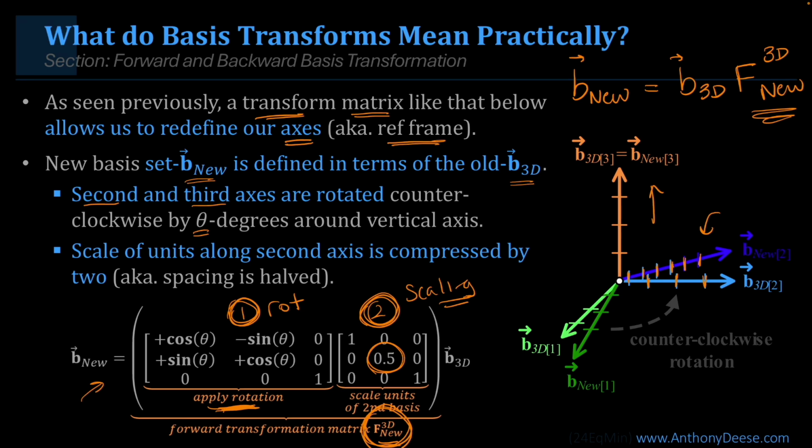transform matrix F superscript 3D subscript new, and that allows us to take the axes represented by the orange, the light blue, and the light green, and transform it to the orange, which stays the same, the dark green, and the darker blue.